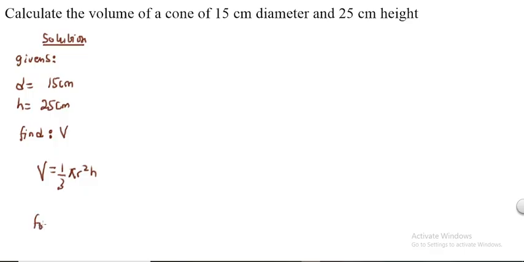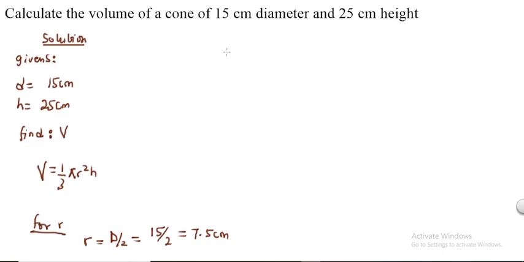So I'll say for r, now we can find r from the diameter. So the radius is half the diameter. So I'll say diameter over 2. Now the diameter here is 15. So this is simply 15 divided by 2, which is 7.5 centimeters.